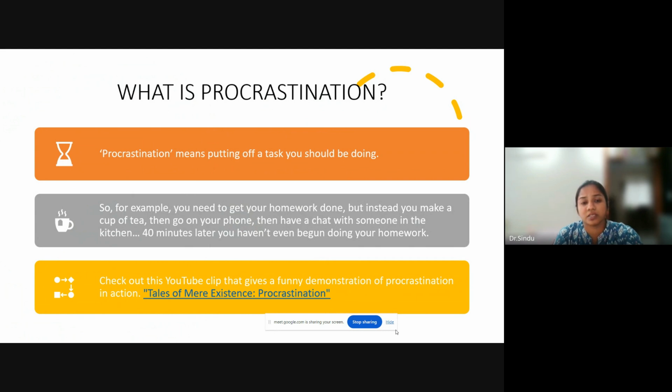For example, you need to get your homework done, but instead you make your cup of tea, then go on your phone, then have a chat with someone in the kitchen. 40 minutes later you have not even begun doing your homework. What does it mean? It means procrastination. First you have to do your prioritized task, and later continue with other things. You can check a procrastination demonstration at this link, Tales of Mere Existence: Procrastination.